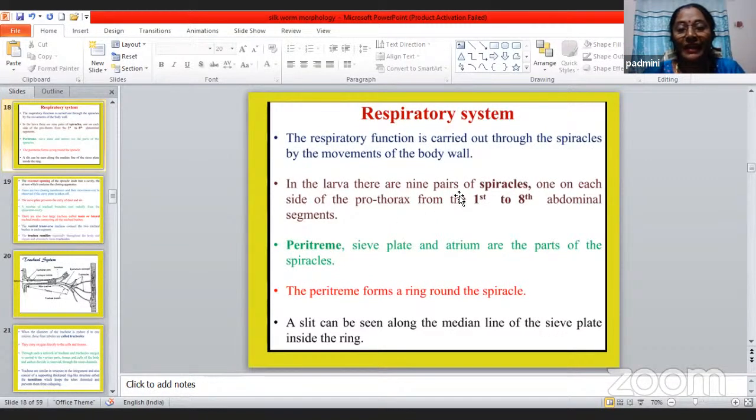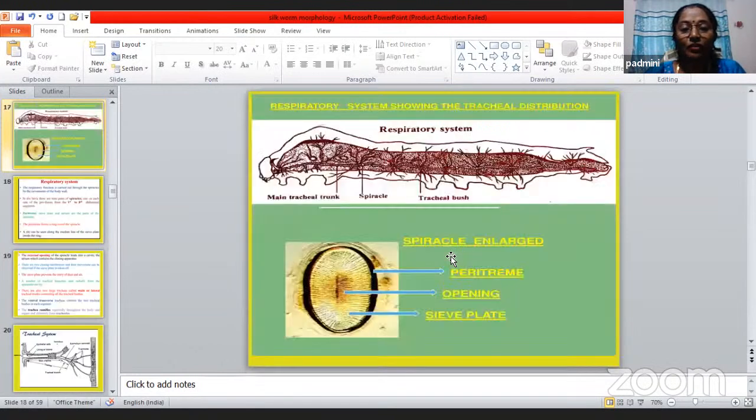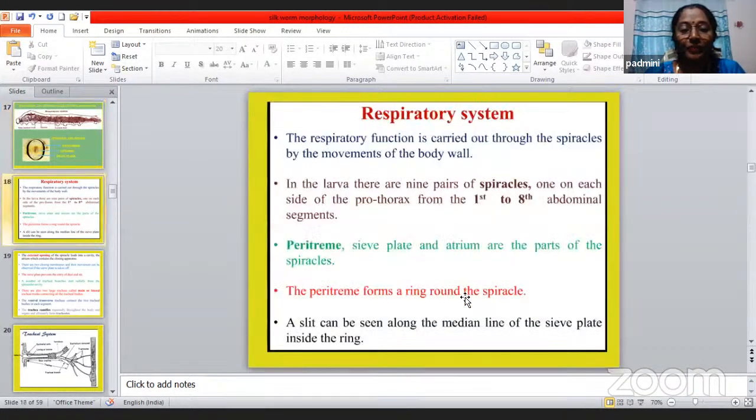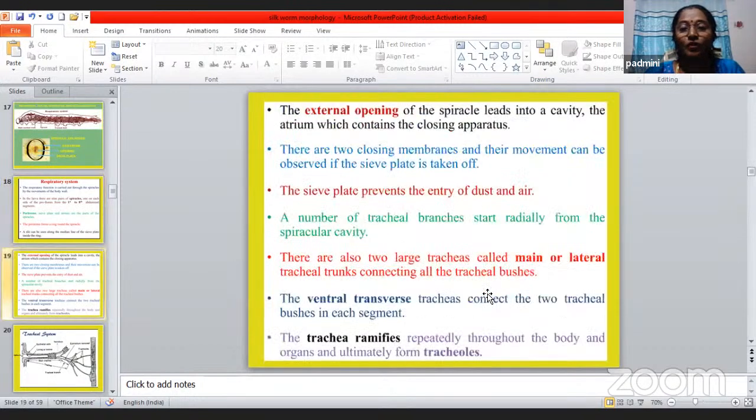As I said, there are 9 pairs of spiracles, one on the first thoracic region and the rest on the abdominal segments. The peritreme, sieve plate, and the atrium are the parts of the spiracle. The peritreme forms a ring around the spiracle, and a slit is seen in the median line of the sieve plate inside the ring.